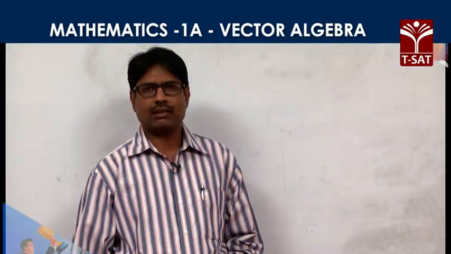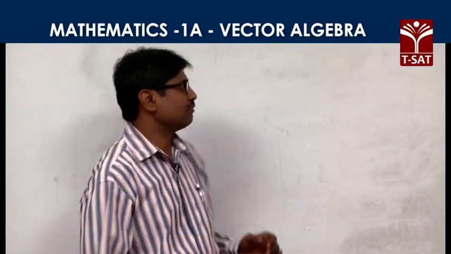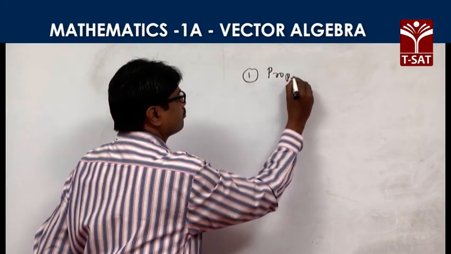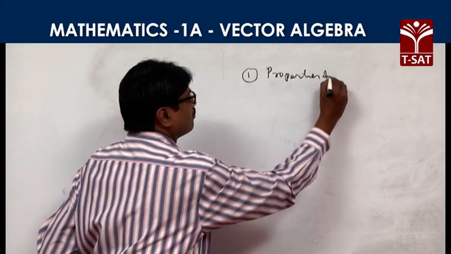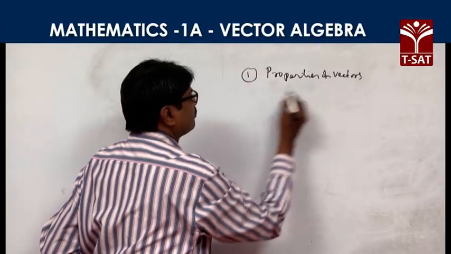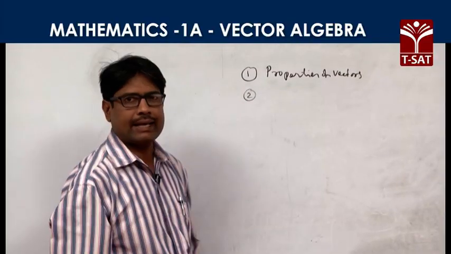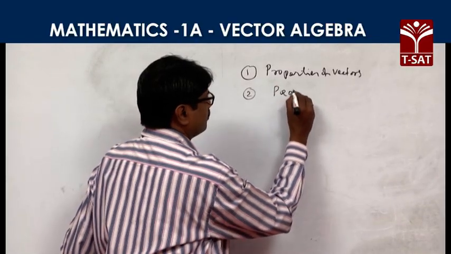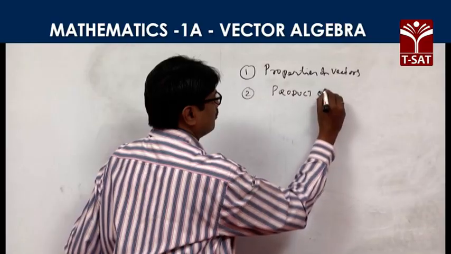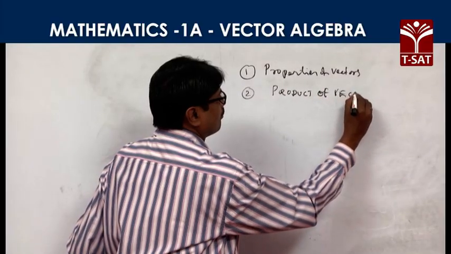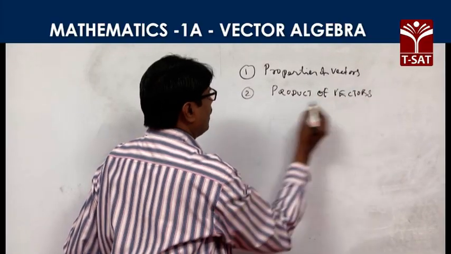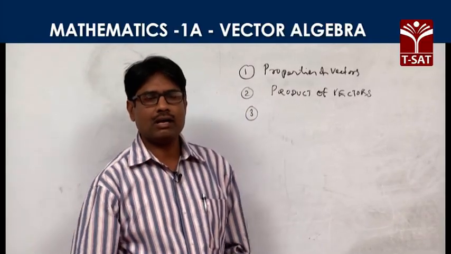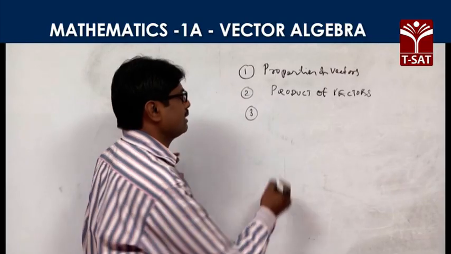We divide this vector algebra into 4 parts. The first part of the vector algebra will be properties of vectors. Second part of the vector algebra, product of the vectors. And third part of the vectors is vector algebra under geometrical process.